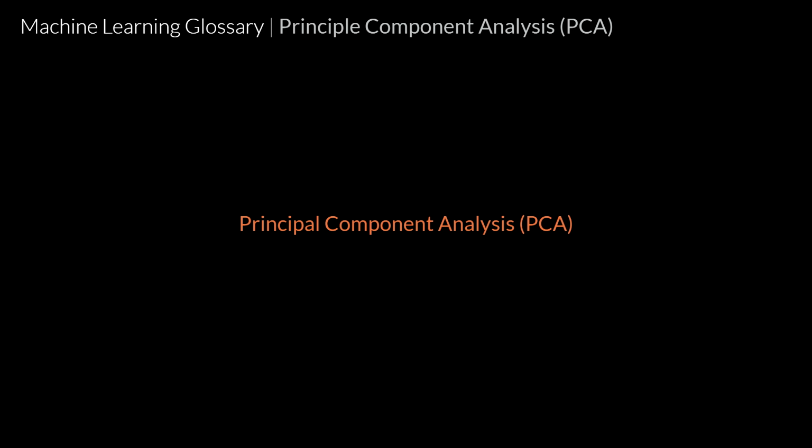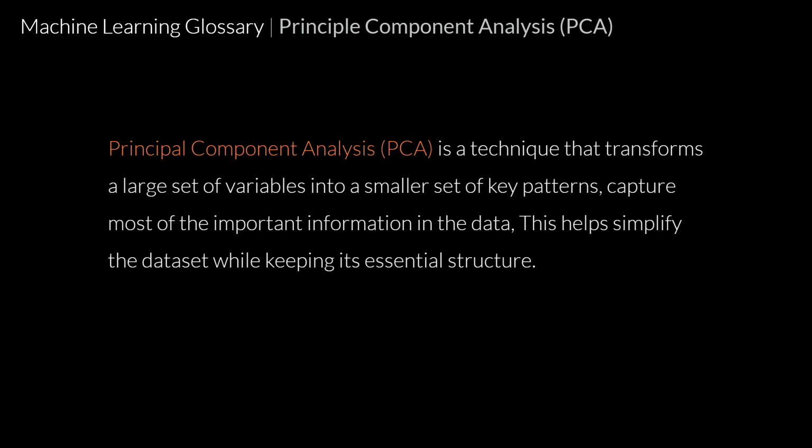And then finally, the last term I'm going to throw at you today, I know it's a lot, is principal component analysis, or PCA for short. PCA is a technique that reduces a large set of variables, or just a large data set, let's say, into a smaller set of key patterns, which really captures the most important information of that larger data set. And this helps simplify the data set while still keeping its essential structure.